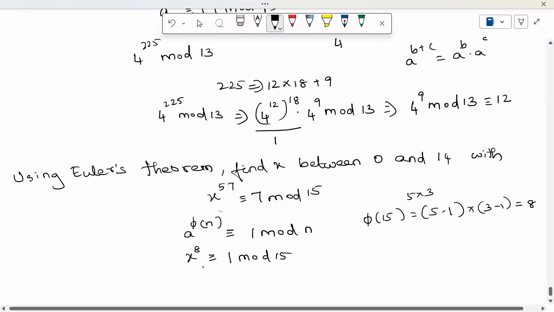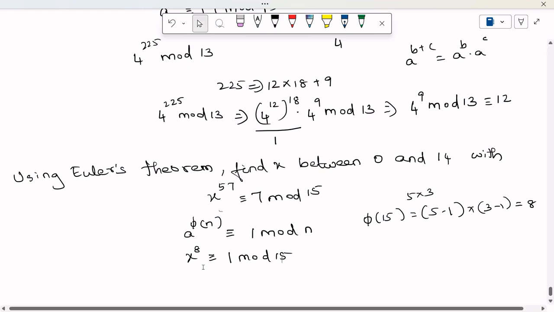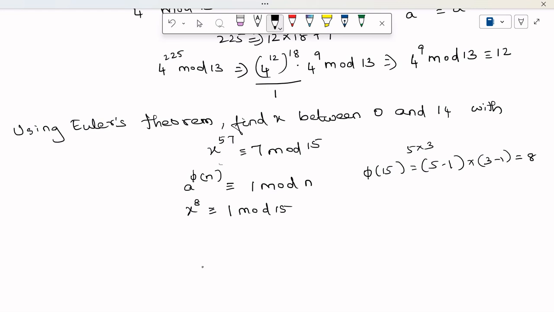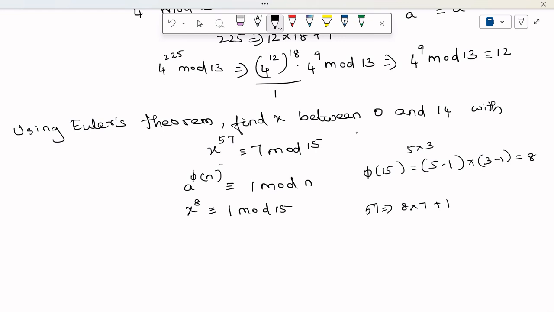So according to Euler's theorem, x^8 is congruent to 1 mod 15, since φ(15) is 8. Now we are going to apply this. What is 57? 57 can be written as 8 into 7 plus 1, that is 56 plus 1, right? Now we are going to use it here.